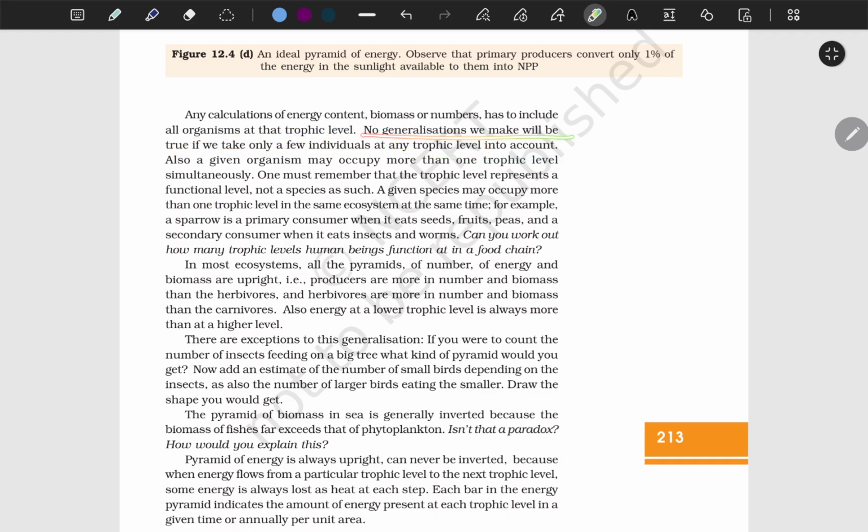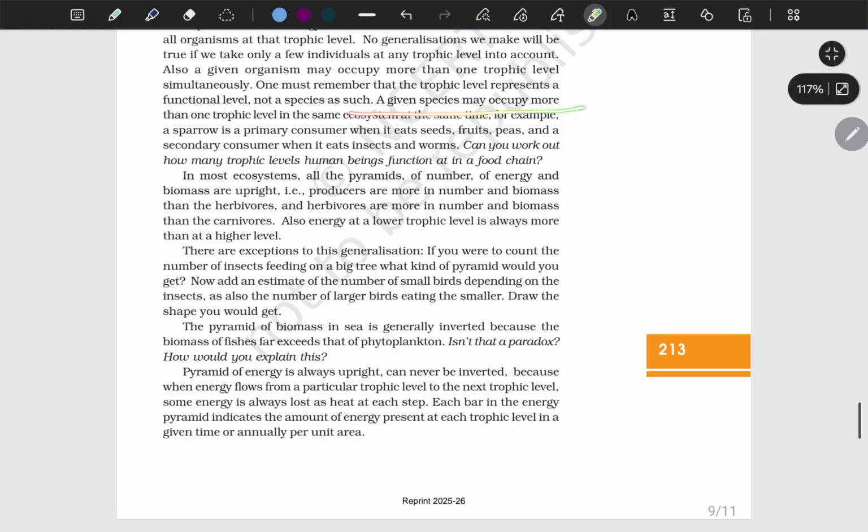So no generalization we make will be true if we take only a few individuals at any trophic level into account. So for the calculation we have to include all the organisms at that trophic level. One must remember that the trophic level represents a functional level, not a species as such. A given species may occupy more than one trophic level in the same ecosystem at the same time. For example, a sparrow is a primary consumer when it eats the seeds, fruits, and peas, and a secondary consumer when it eats the insects and the worms.